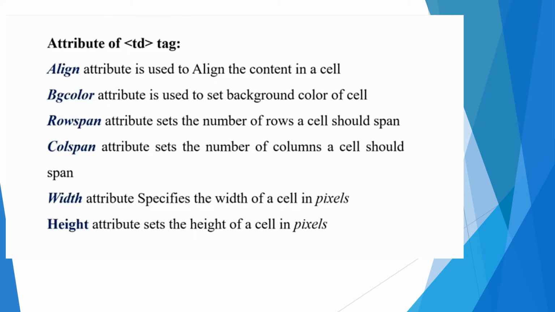Attributes for table data. What are all the attributes used for the th tag? We will use those in the td tag also. Align is used to align the content right, left or center. If you want to set the background color, we will use the BG color attribute. If you want to span the rows, we will use row span. If you want to span the columns, we will use column span. For specifying width, we will use the width attribute. For specifying height of the cells, we will use the height attribute.